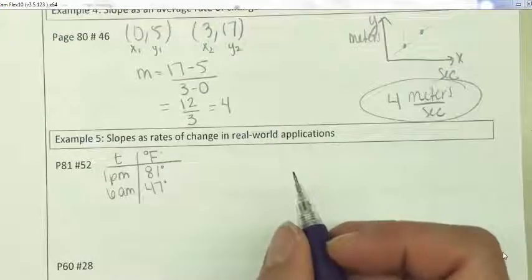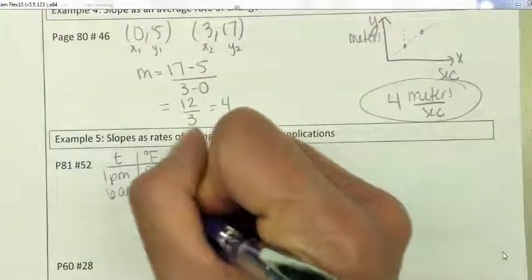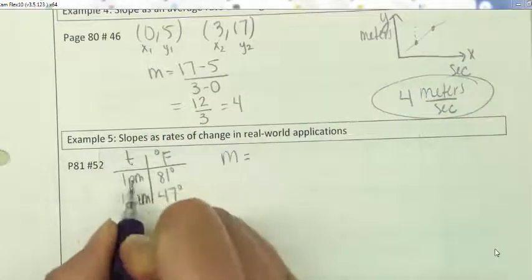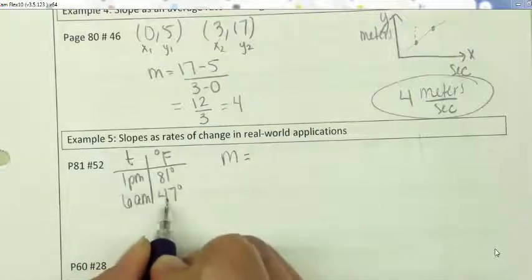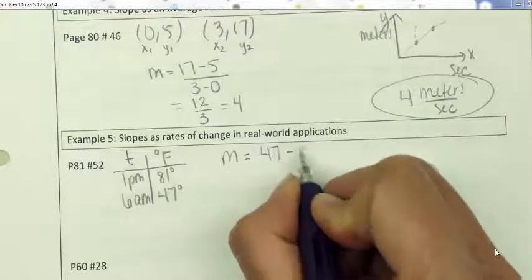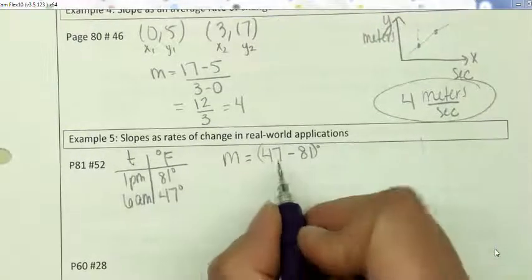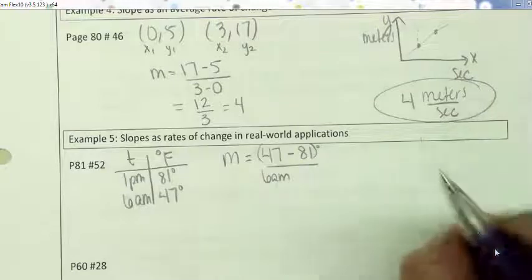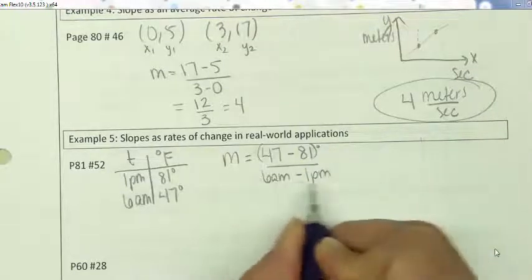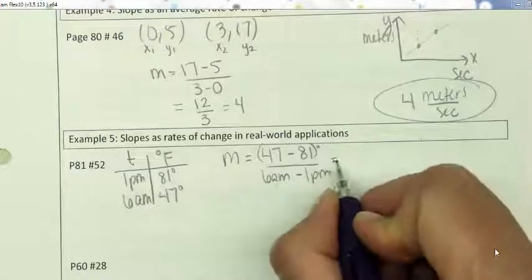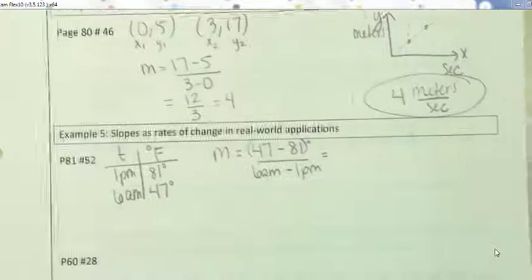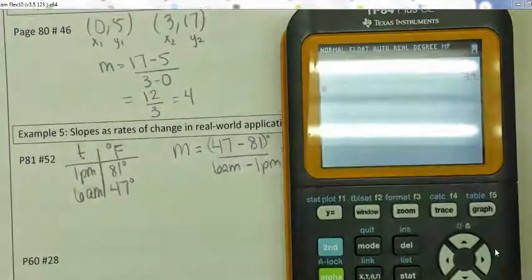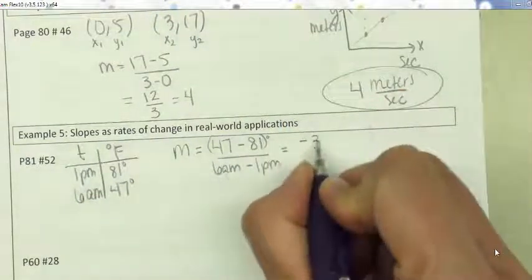All right, so once again, we're just finding the average rate of change. That just means slope. I'm going to take the change in the y's and put that over the change in the x's. So if I think of this as x1, y1, and this one's x2, y2, then I would take 47 degrees and subtract 81 degrees from that. And then I'll put that over 6 a.m. in the morning, the following morning, minus the 1 p.m. So I'm going to have to do a little bit of mental imaging here to think about what that really means. Now 47 minus 81 is negative 34. So this is negative 34 degrees.